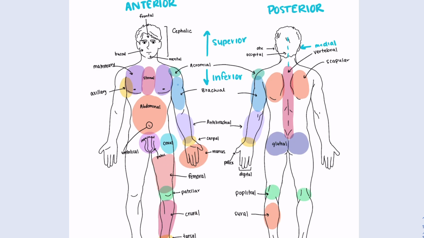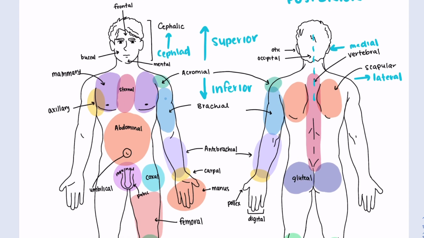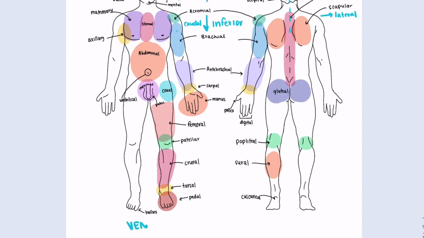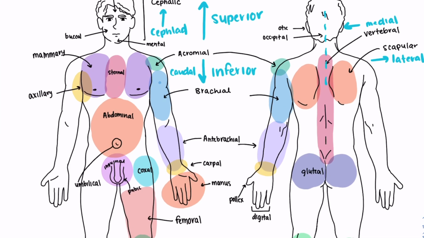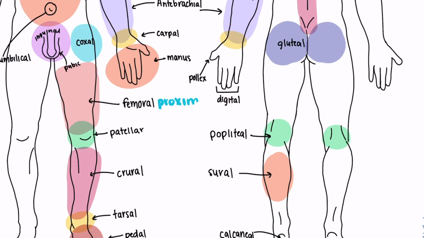Medial meaning close to midline, so you can see this line that I draw right here, and lateral being away from it. Cephalad and cranial. Cephalad meaning toward the head, and caudal meaning towards the lower extremity. Ventral is the belly side, and dorsal is the back side. Proximal, we use proximal and distal when we're talking about limbs. So proximal is closer to the trunk and distal is farther away.